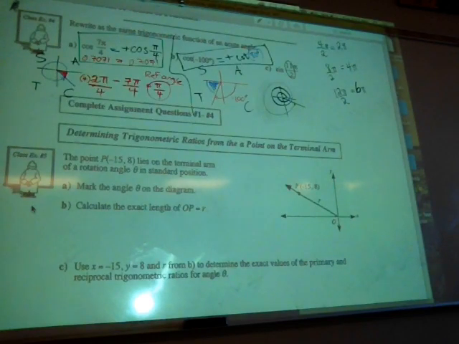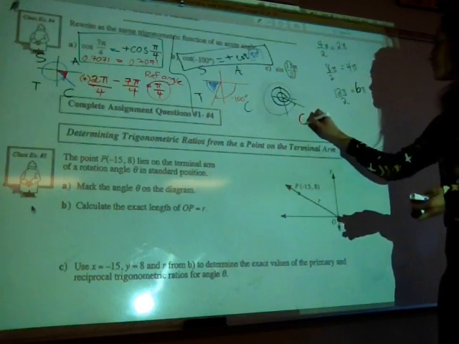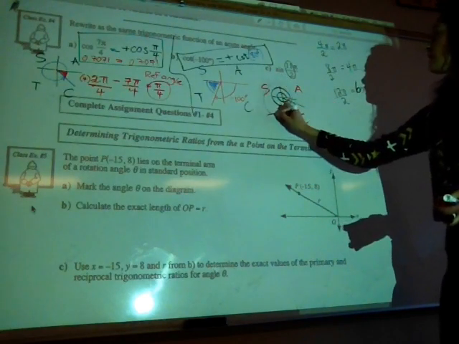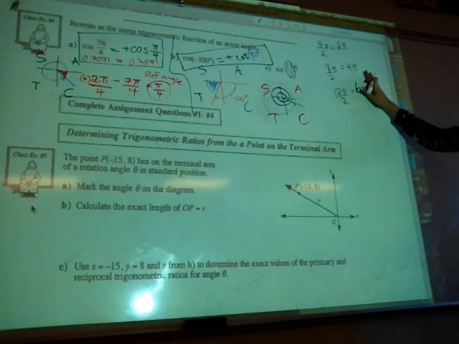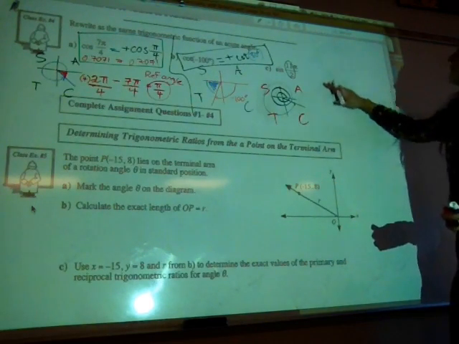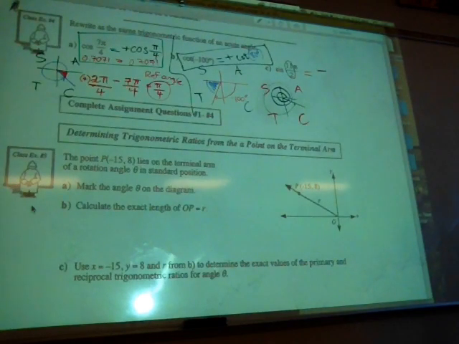Okay, so if we're terminating in quadrant 4, we'll write down our CAST rule. Is sine positive or negative? Negative. Is it okay if I erase this? Yeah. Okay. So sine 11 pi over 2 is a negative ratio.